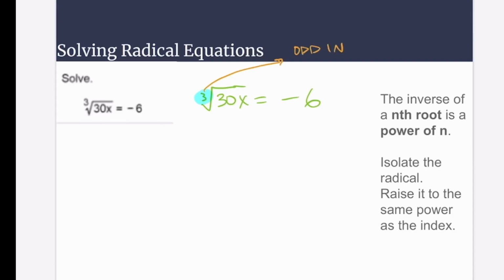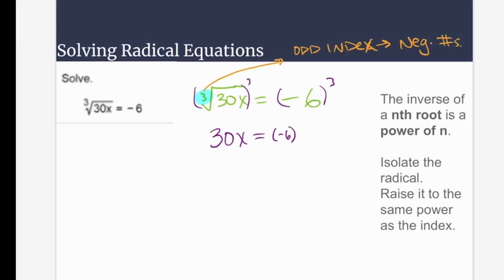So odd indices, they can result in negative numbers. Even ones cannot. So we solve this. The cube root, we raise it to the third power. That's going to simplify on the left side and give us 30x. And now we have negative 6 to the third power. And that's going to give us negative 216.